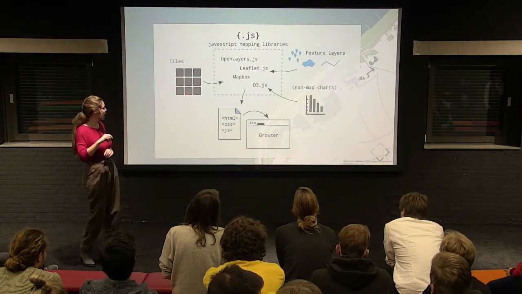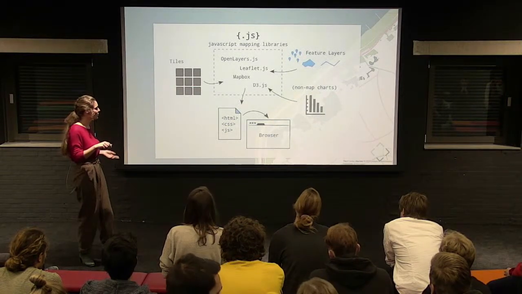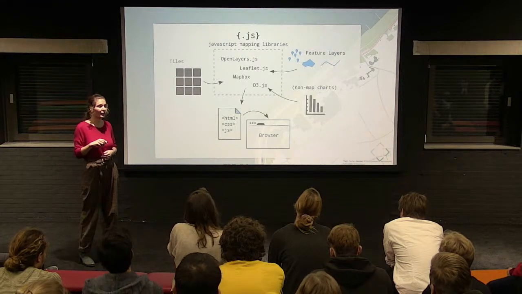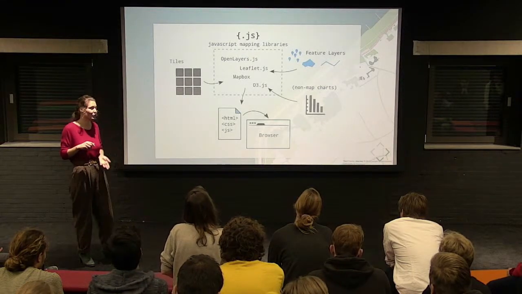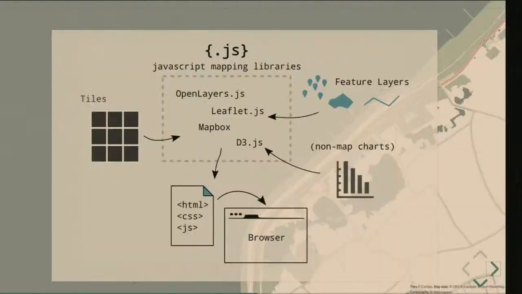So we have our tiles, which could be raster, vector tiles. You can add some extra data. So it's also really common just to add extra geodata on top of raster tiles, some extra information, and then it just comes all together with JavaScript in the browser.